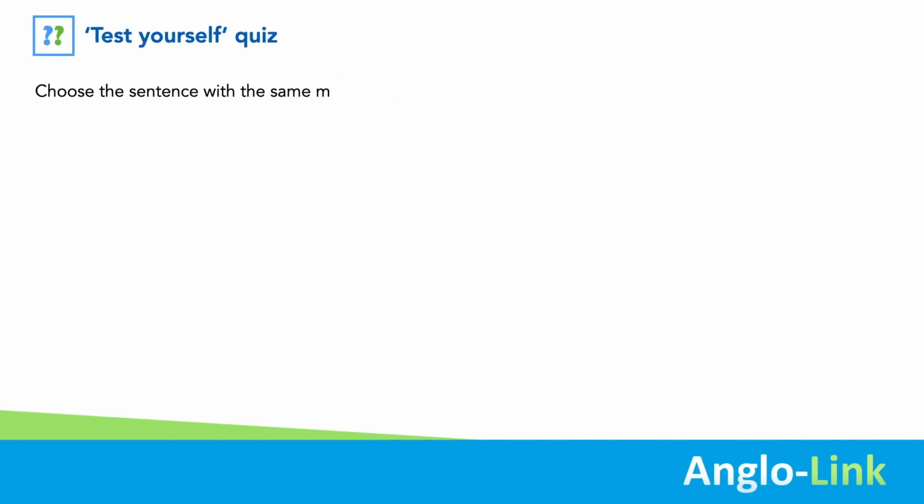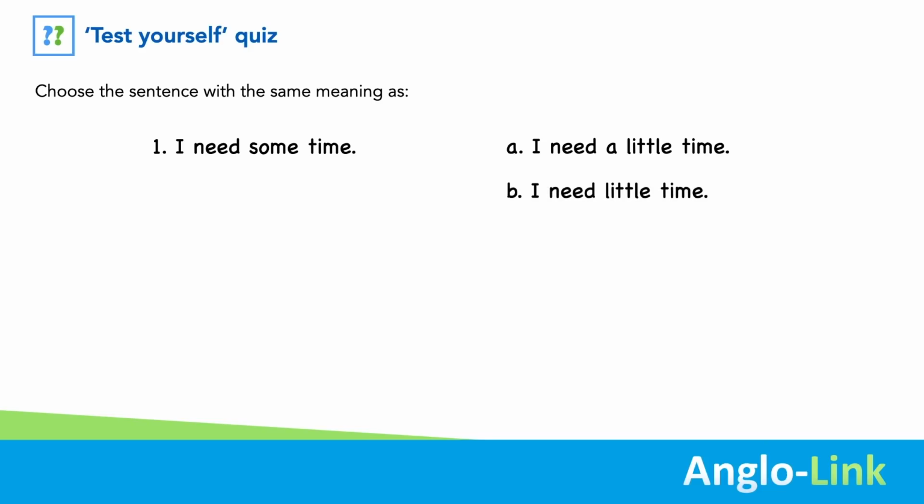I'd like you to choose the sentence with the same meaning as this sentence first. "I need some time." Is it A: I need a little time. B: I need little time. C: I need few time. Or D: I need a few time. The correct answer is A. I need a little time.